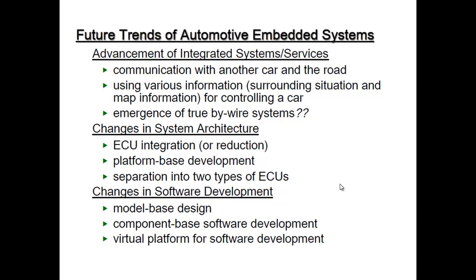This is where people work on IoT, the Internet of Things, using various information like the surrounding situation and map information for controlling a car. Then the emergence of true by-wire systems, then changes in the architecture, meaning ECU integration or reduction, then platform based development, then separation into two types of ECUs, then changes in software development like model based design and component based software design, then virtual platforms for software development.